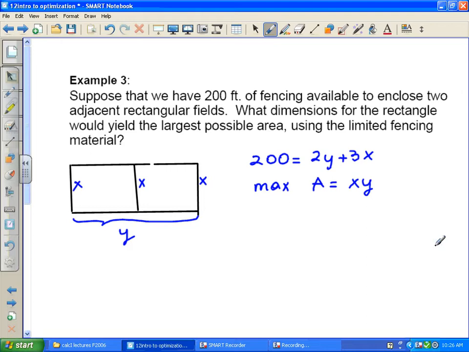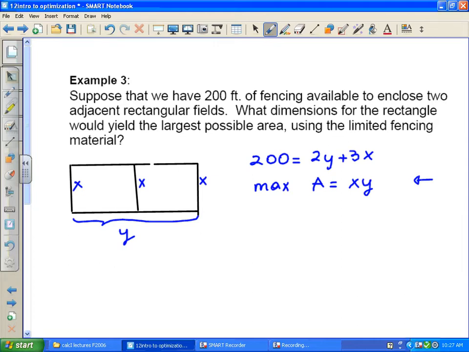So again, earlier we wrote down that the fencing is 200 feet, which corresponds to the perimeter, which is going all around these fields. You have a total of 2y plus 3x. That must be equal to 200 feet of fencing. And we're maximizing the area, so that's the total area of the entire region. That's the length times width of the outer rectangle, which is x times y. Once again, this is our objective function. It has 2 variables. We need to get it down to 1 variable.